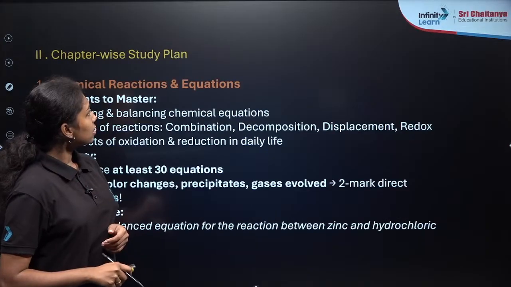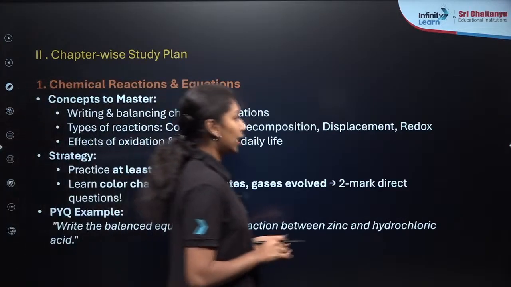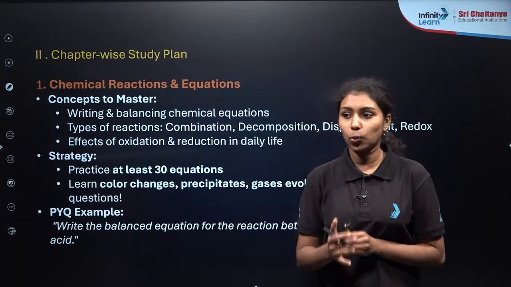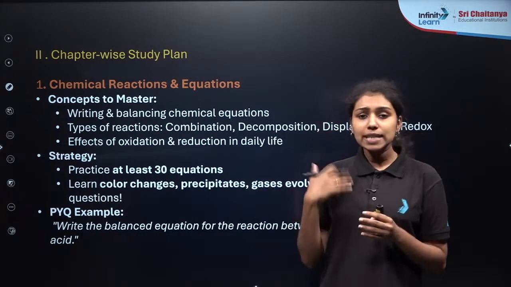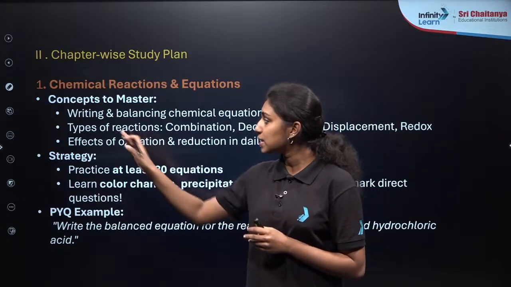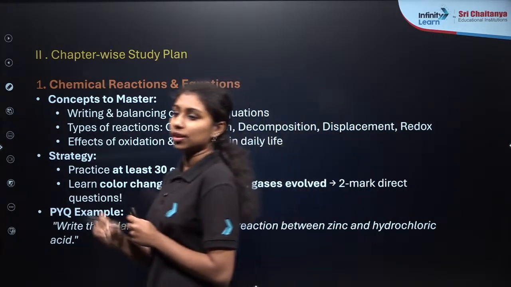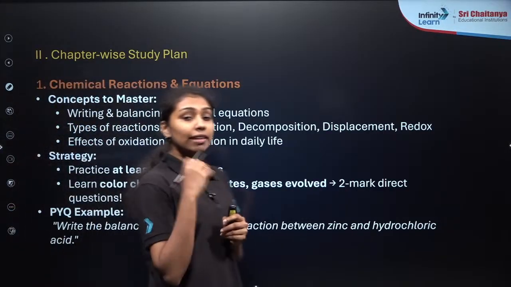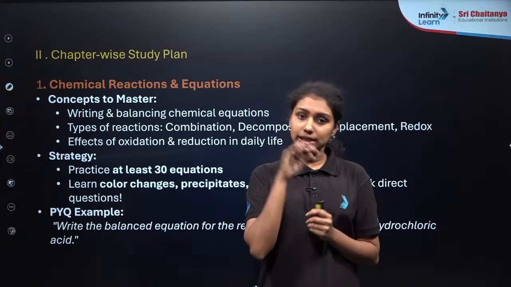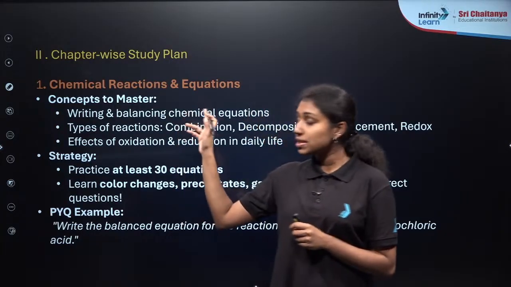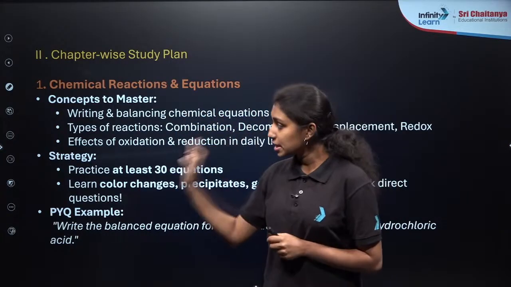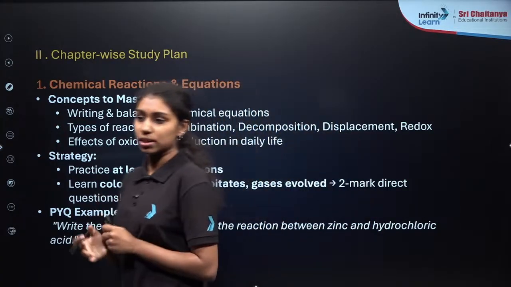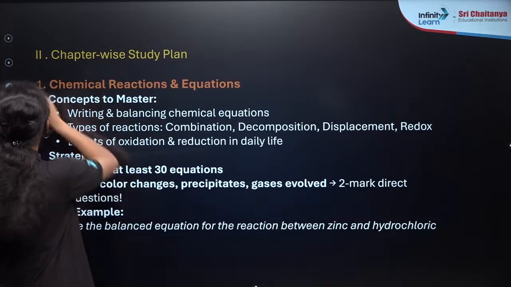Now let us start with the chapter-wise study plan. I have already prepared a summary of the first chapter here. The first chapter is chemical reactions and equations, right? As you already know, what are the important concepts we have studied? First one is the writing and balancing of chemical equations. This is very important. We will be discussing the chemical reactions, then how we write the chemical equations. These reactions, how can we represent them in terms of chemical equations, right? So the first important topic in this chapter is writing and balancing chemical equations. You can expect more questions from here.